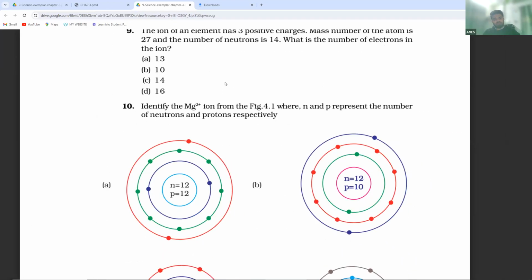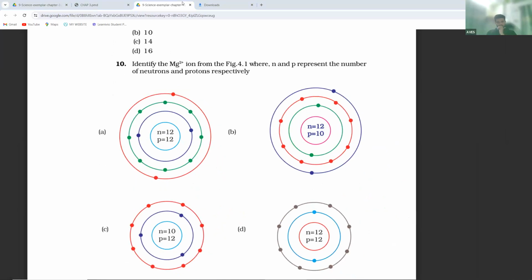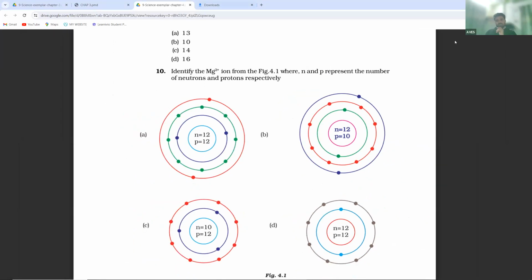Okay. Tell me which one is the correct option in question number 10. Can you tell me? A. Gamaisa, what's the answer? A, sir. Why A?